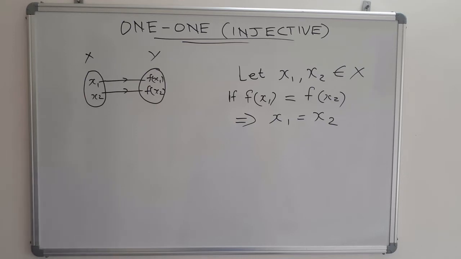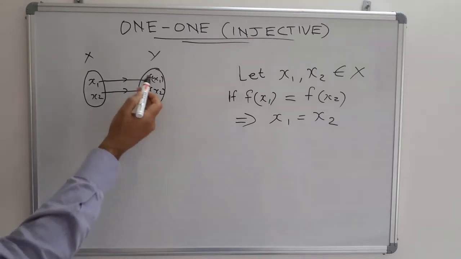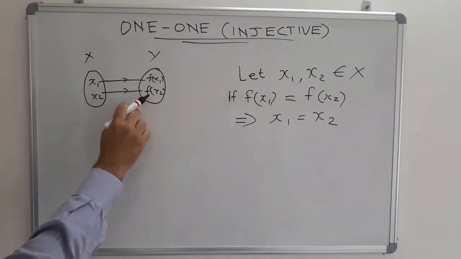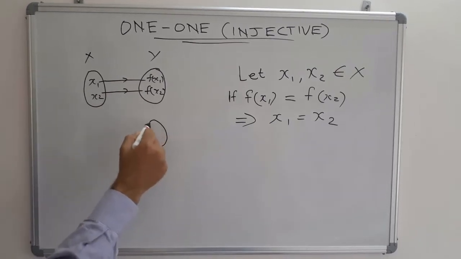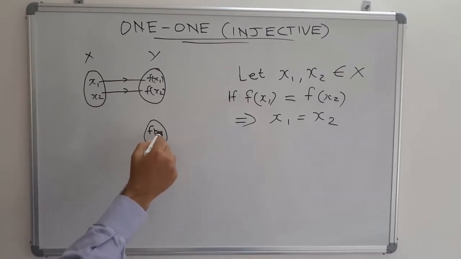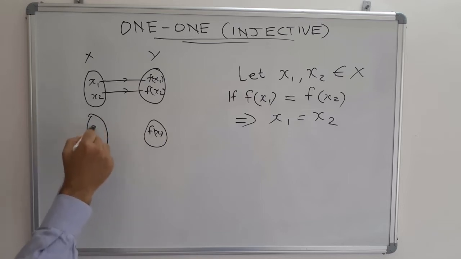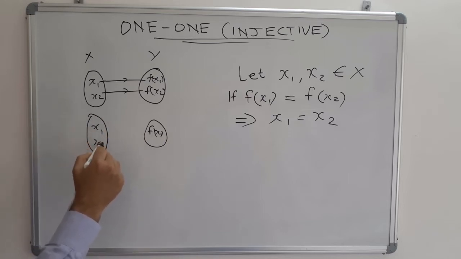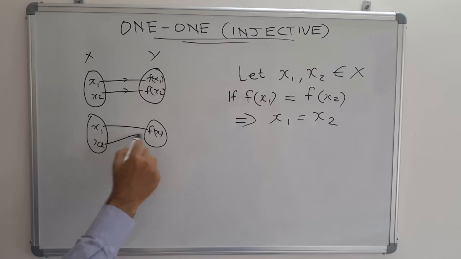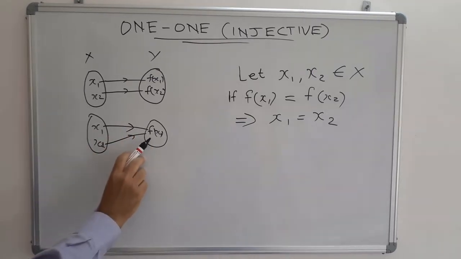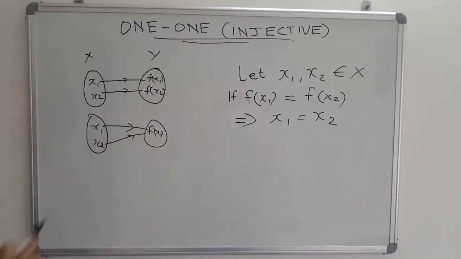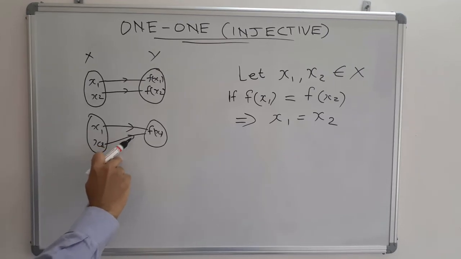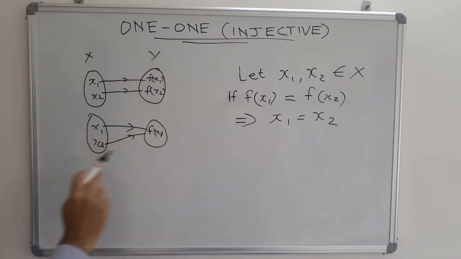What does that mean actually? If f of x1 is equal to f of x2, we can say that there are no two elements there, there is only a single element, that is f of x1. So the mapping will be like this, from x1 to f of x1 and from x2 to f of x1, because there is only a single element as f of x1 is equal to f of x2. So this implies x1 equal to x2.